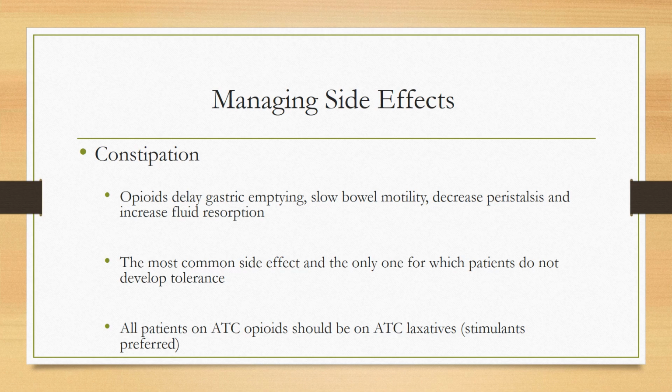You also want to give them a stool softener. So think Colace. The thing is that if you give somebody a stool softener, yes, you've made their stool softer, but you haven't done anything about this slow bowel motility. And so you really need to give them a stimulant laxative also. So think something like Senna or Bisacodyl.